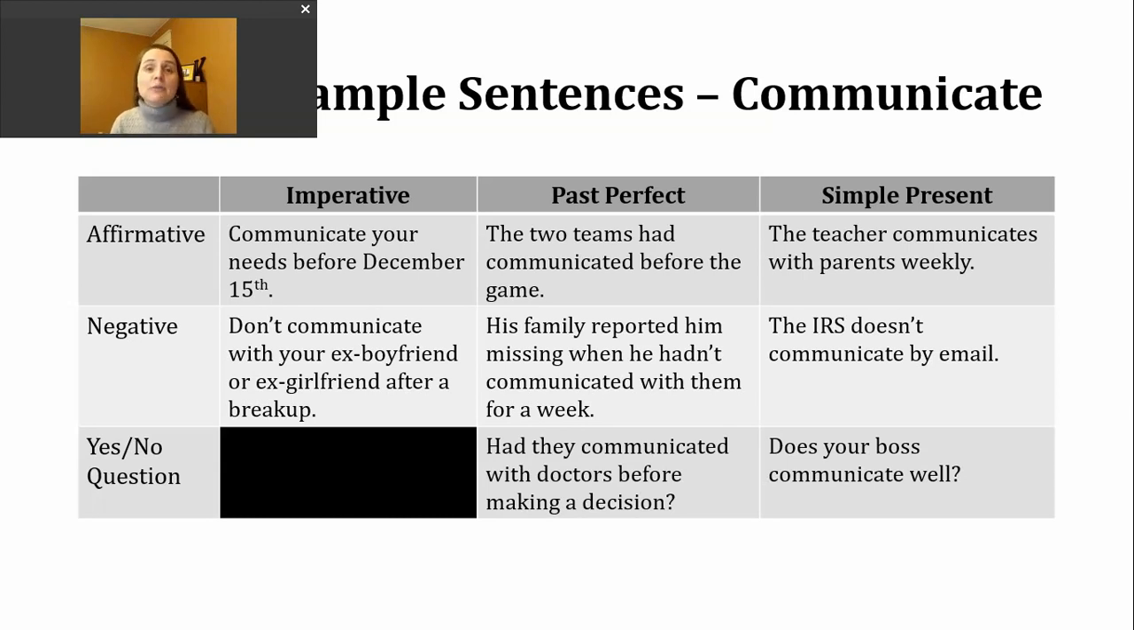If I want to make a yes or no question in the past perfect, I'm going to start with had, then I'll have my subject, and then the participle form of the verb. Here's another example. Had they communicated with doctors before making a decision?